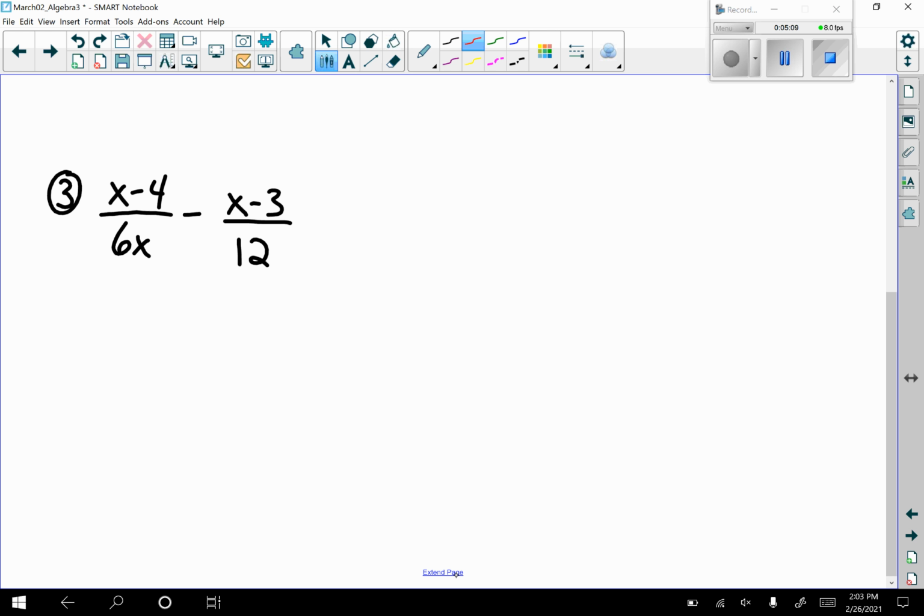Okay, pause the video if you need more time. Whenever we add and subtract fractions, we need common denominators. So I'm going to make two blank fractions, determine the LCD. So this one, relatively easy compared to others that we've done. 6 can go into 12, and we need an x, so 12x is our common denominator.